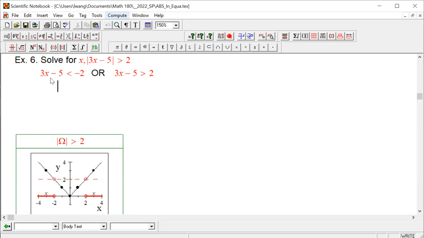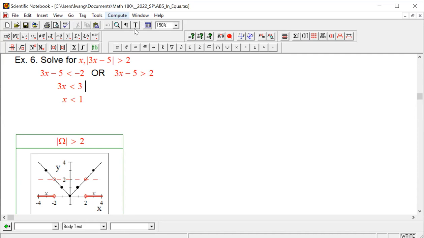Now, I'm going to add 5 on both sides. So I have 3x, adding 5 on both sides, and so we're going to get 5 minus 2, and 5 minus 2 is 3. So on the inequality on the left-hand side, we get x is less than 1.